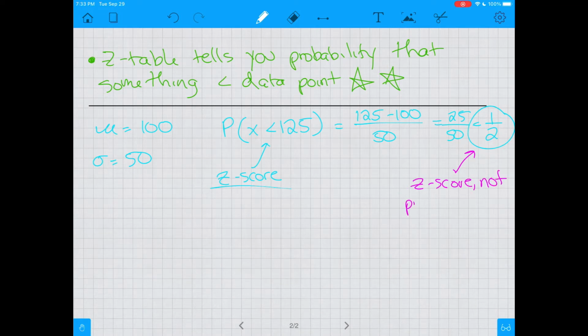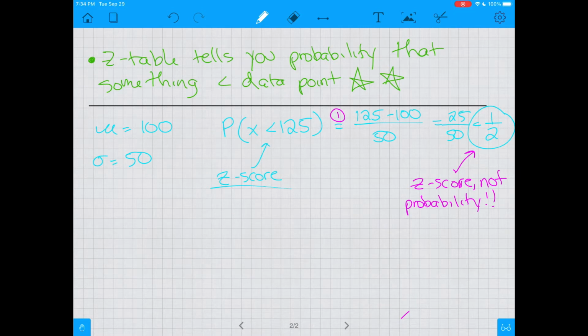Not your probability. That's a z-score of 0.5, not a probability of 0.5. That's one big place where people will make mistakes, or where you'll see in multiple choice questions, instead of listing the probability, they'll also have the z-score as an answer choice, so people make that mistake. This is your z-score, not the actual probability. So that's my step 1.